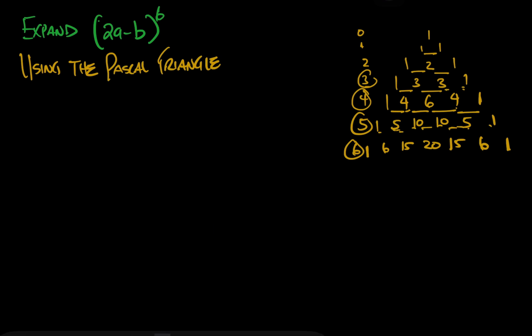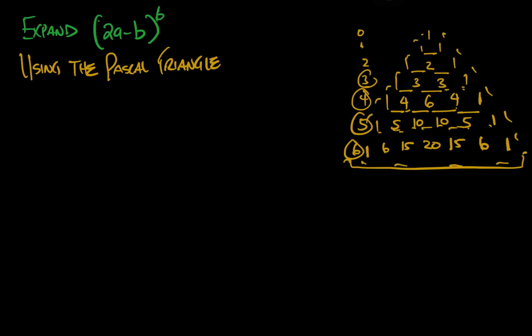So for this one, we are expanding 2a minus b to the power of 6. So it is easy to use this Pascal triangle. You can see it's in a triangle form. That's why it's called the Pascal triangle. So these are our coefficients: 1, 6, 15, 20, 15, 6, and 1. These are coefficients.